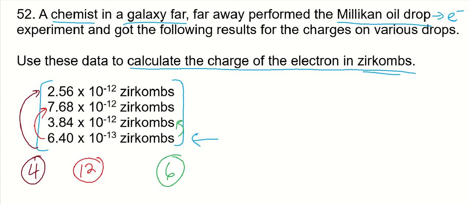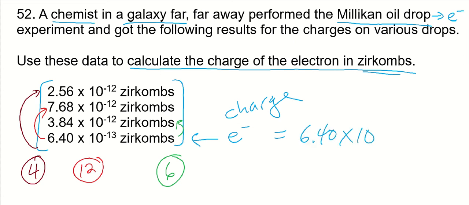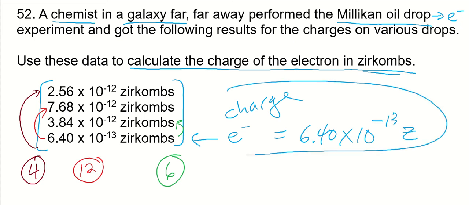Because all of these go into them in multiples of whole numbers, we can conclude one of two things. Either the charge of an electron is equal to that smallest value, which is 6.40 times 10 to the negative 13 Zirkombs, or it must be an integer fraction of that number.